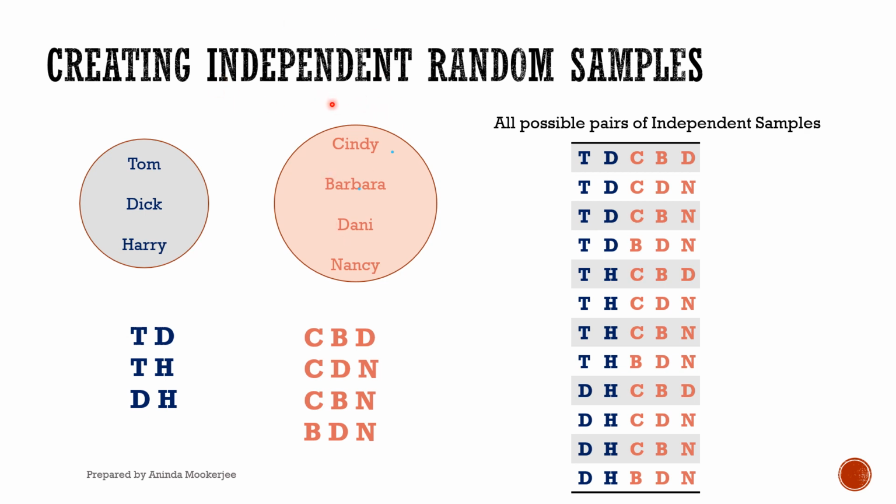Since it says it's independent, there shouldn't be any connection between the items or the people in each sample. They are not related to each other. They are completely independent of each other. And that's the reason why the sample sizes can be different, if that's what we want.